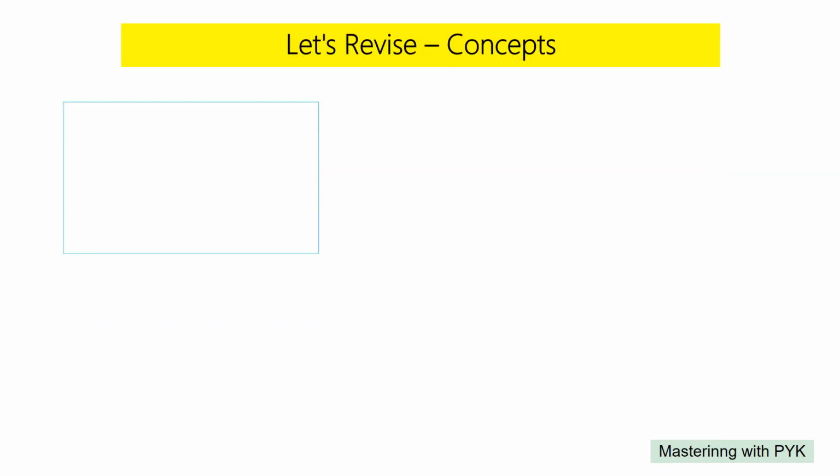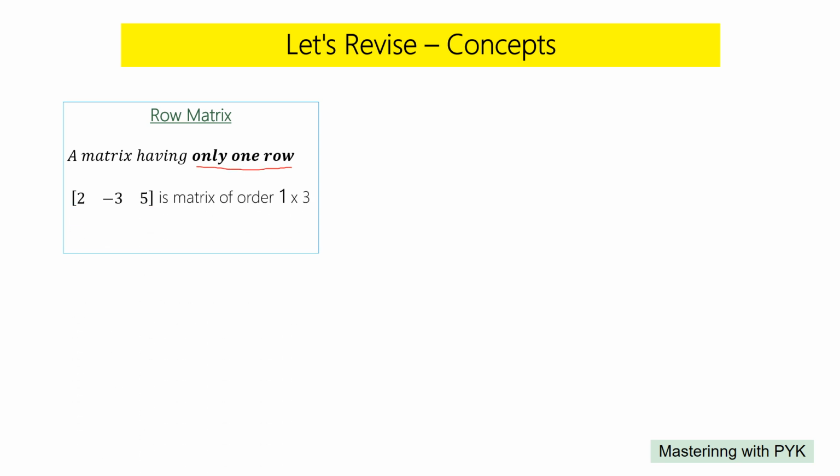Let's revise concepts. This is what we learned in the previous class. Row matrix. So how do we define a row matrix? A row matrix is a matrix that has only one row irrespective of number of columns. So this is an example where the matrix is of one row. We have 3 columns, right? So the order of the matrix is 1 cross 3. In this, the matrix is of order 1 row and 2 columns.